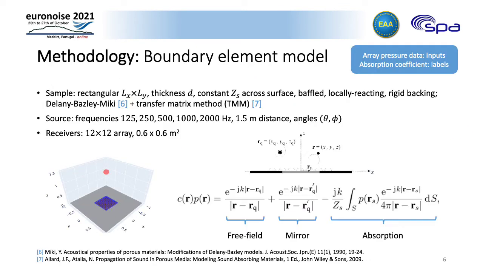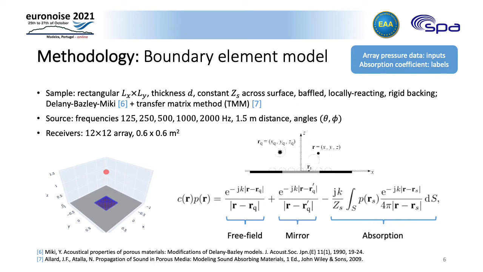In order to generate the known inputs and labels, we have used a simplified boundary element model. The absorber is a rectangular sample of thickness d and constant impedance across the surface. We assume the sample is locally reacting and lies on a baffle with rigid backing. The characteristic impedance and wave number of the material are calculated with the Delany-Bazley-Miki model, and a transfer matrix method is used to calculate the absorption spectra. These spectra correspond to the labels of the CNN.